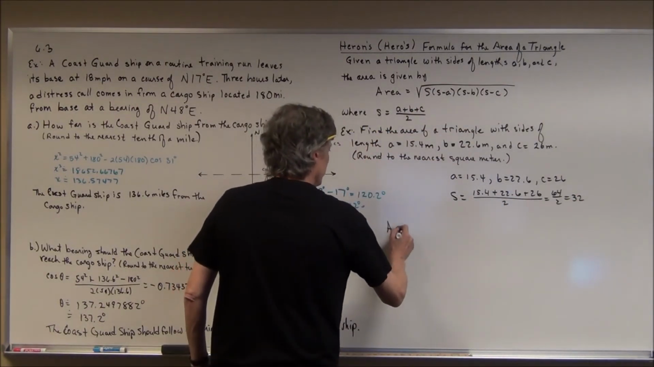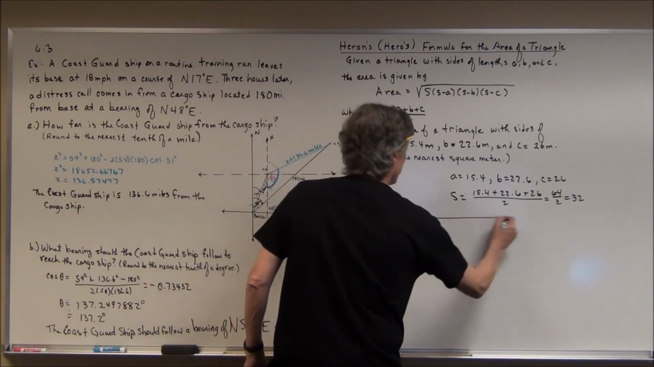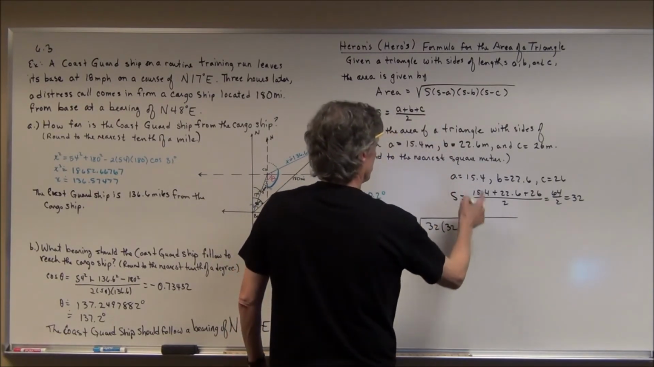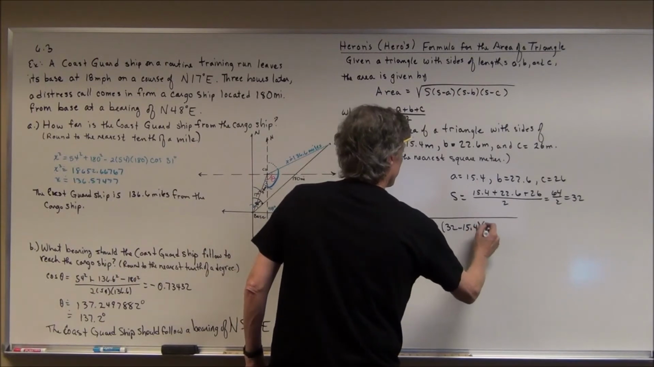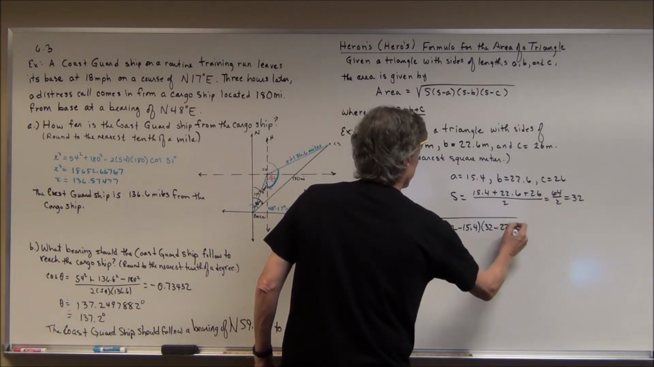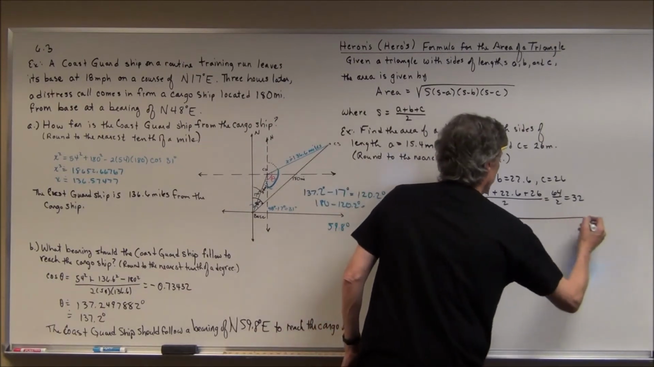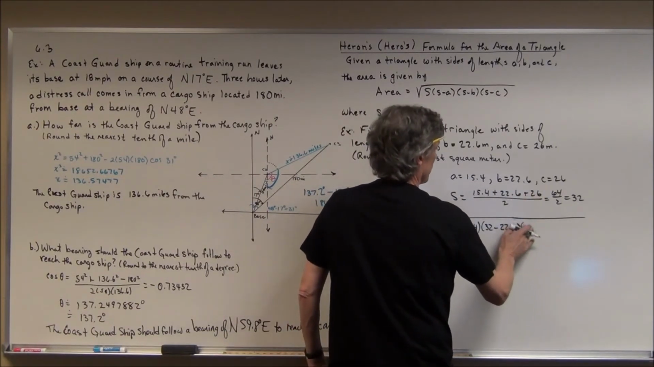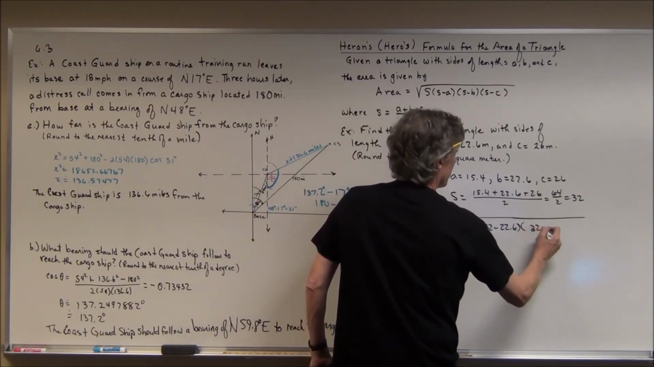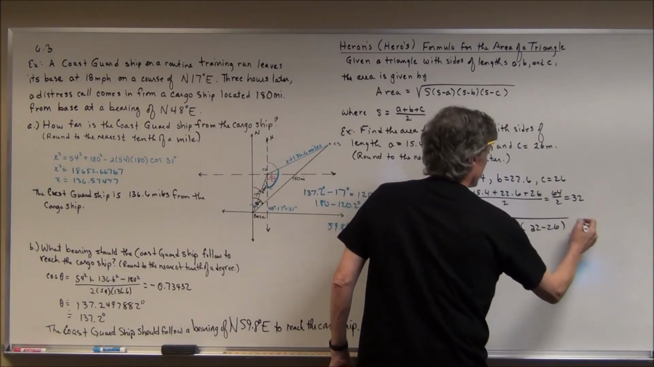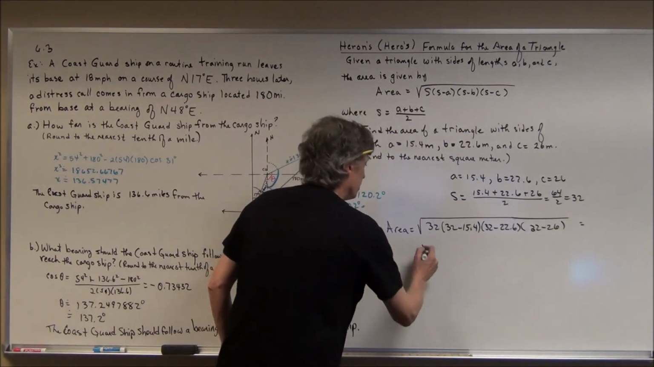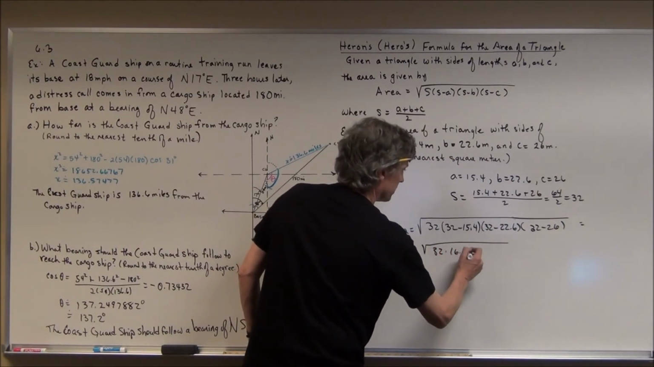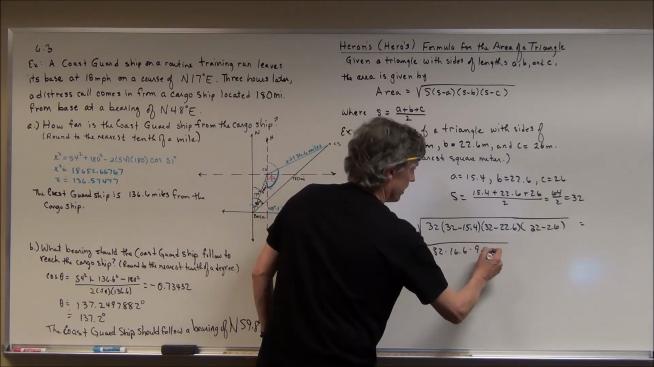I'm going to plug 32 in for s now. I get the area to be equal to the square root of 32, that's the s, times the quantity 32 minus a, which was 15.4, times 32 minus b, which is 22.6. I'm going to have to extend my vinculum there for my radical sign, and then times s minus c, which would be 32 minus c, which is 26. Okay? So this is the square root of 32 times 16.6 times 9.4 times 6.